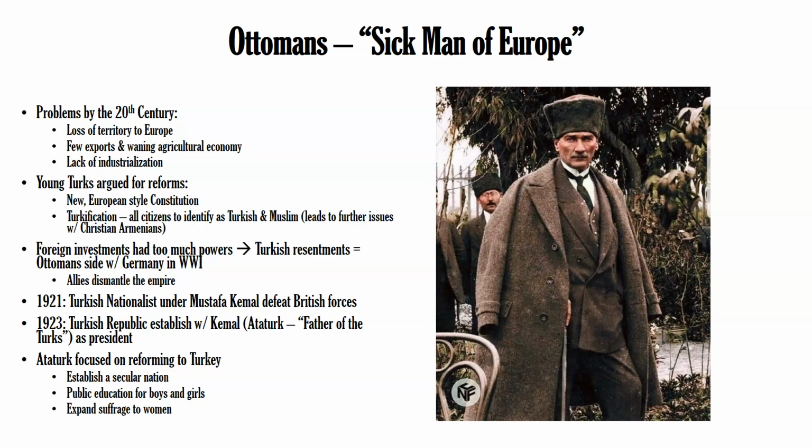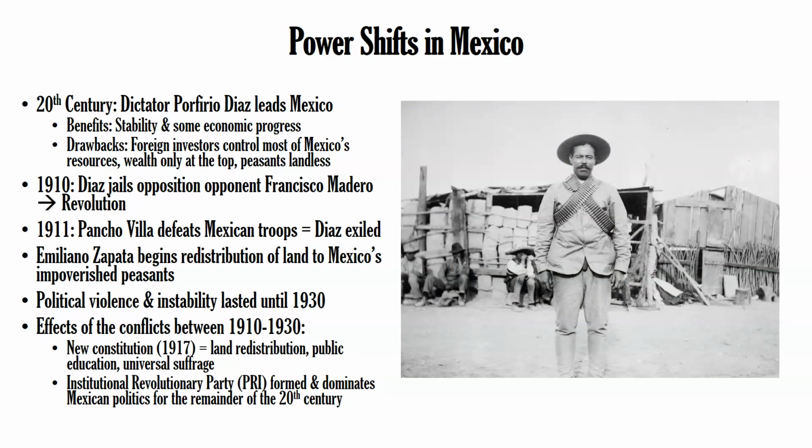Now, lastly, we're going to talk about what happens in Mexico. At the start of the 20th century, Mexico is led by a dictator, Porfirio Diaz, and there are some benefits to his rule. There's stability and some economic progress at this time, but there are significant drawbacks that are actually greater, in that over time they lead to resentment and cause other problems.